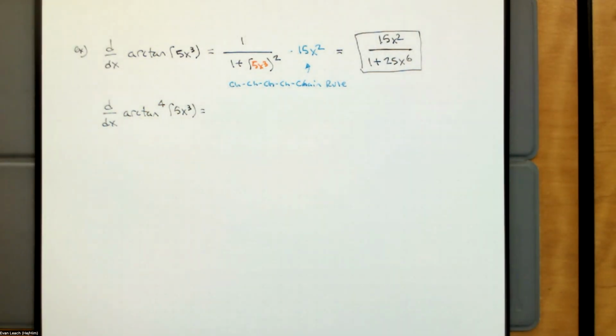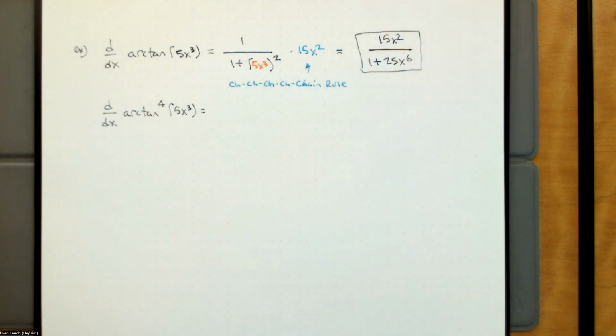And since we're practicing, we just start doing some silly stuff. Now it's arctangent to the 4. So I've got the 5x to the 3rd. I've got the 4th power of arctangent of 5x to the 3rd. So that shows me that we're going to have 3 things. So we're going to have to do 2 chain rules.